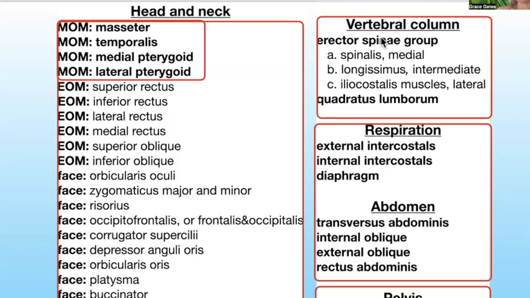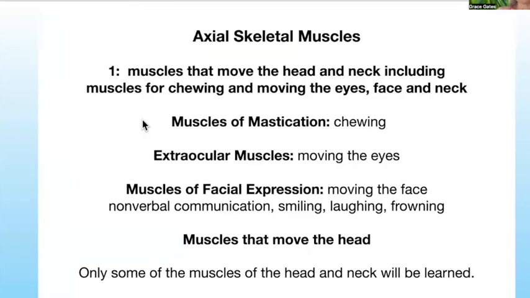And then we move on to muscles that move the vertebral column, muscles that move the rib cage and are involved in respiration, muscles that move and support the abdominal areas of the body, and finally, muscles that move the pelvic floor. So first we will discuss muscles that move the head and the neck, including muscles for chewing and moving the eyes, face, and neck.